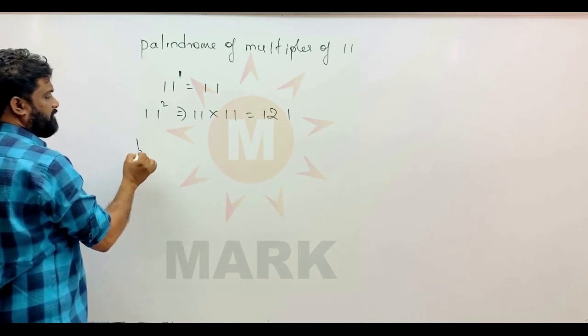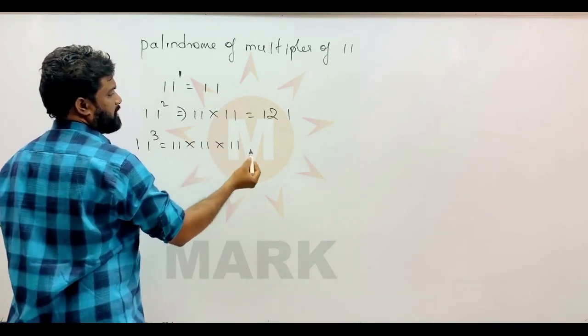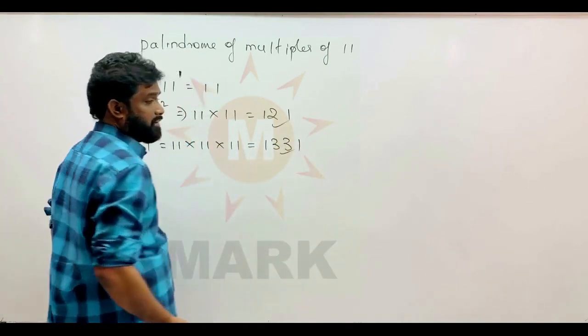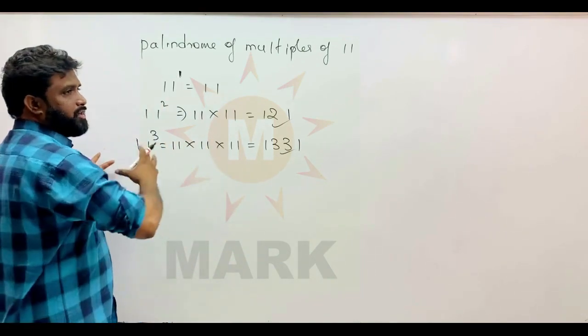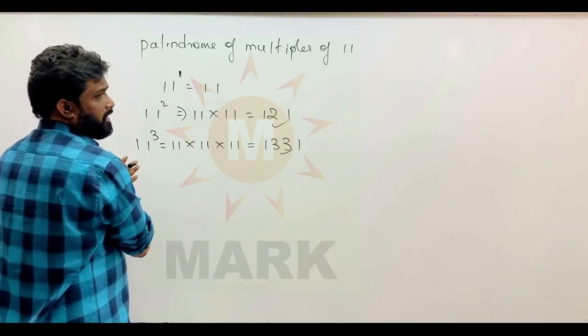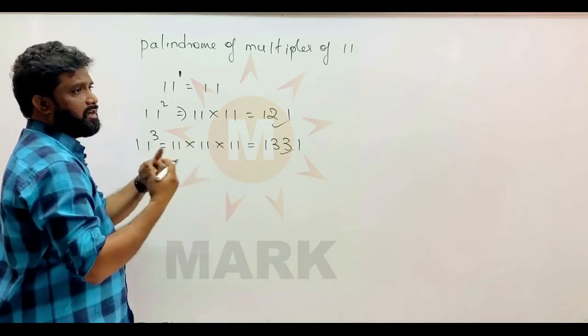But if I write 11 cube, that means 11 into 11 into 11, that is nothing but 1331. This is a palindrome number. Friends, do you know what a palindrome number is? Palindrome means you take any number or any spelling, you read it from left to right or right to left, and you get the same structure, the same order. That is called a palindrome number.